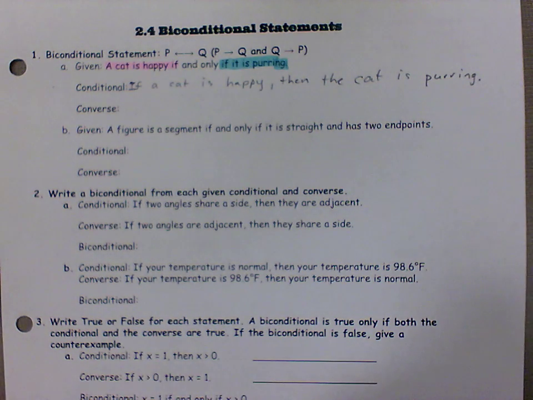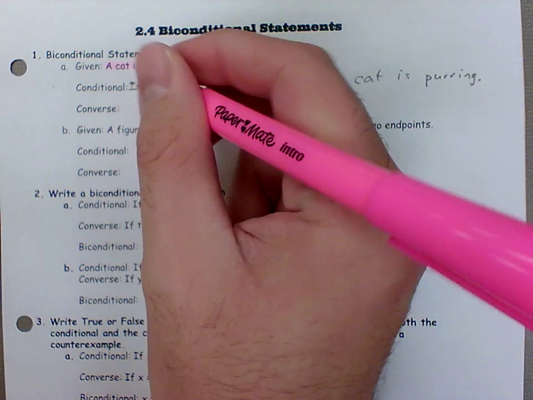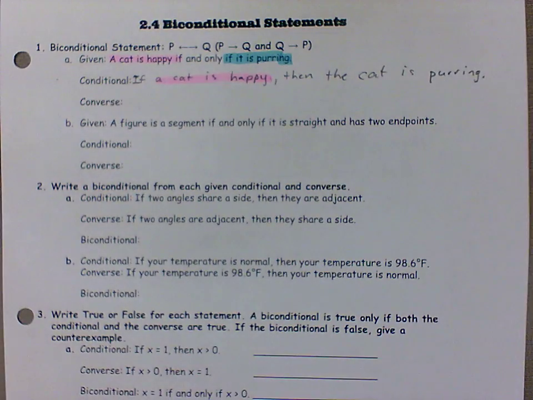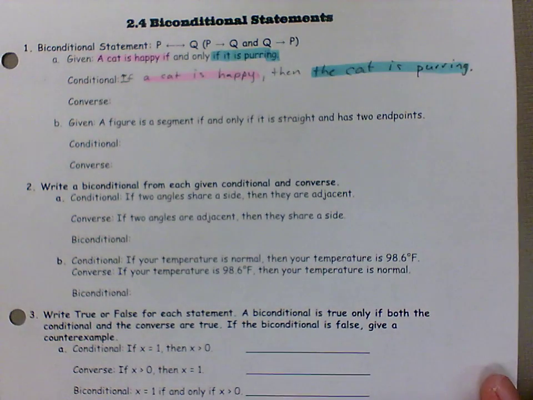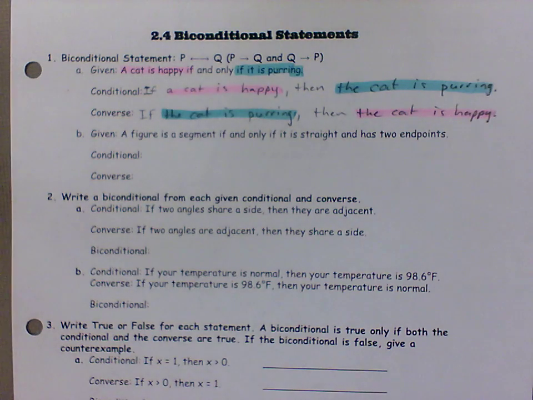So again, we can highlight our information. And then our conclusion, the cat is purring. And we also have our converse. Remember, when we do the converse, all we're doing is swapping the red and the blue part. So go ahead and write your converse of this. So if the cat is purring, then the cat is happy.